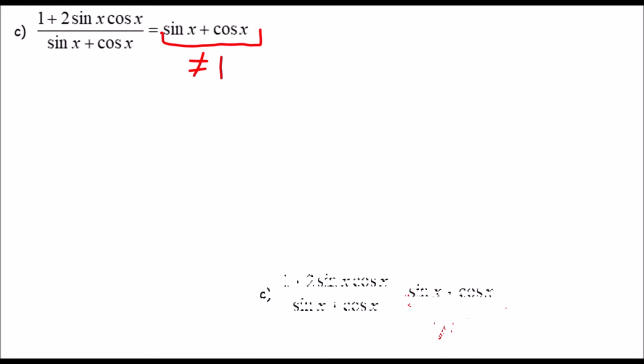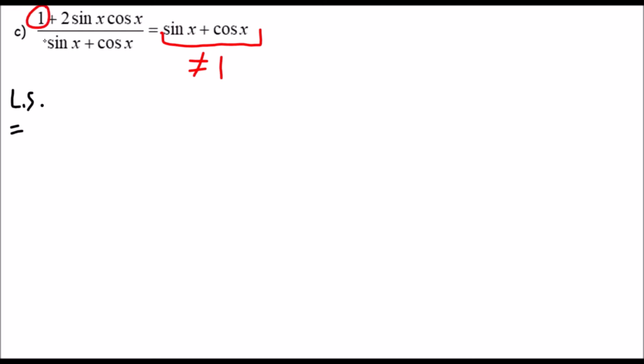I'm going to have to tackle the left side. Now, how am I ever going to do this? Because I've got 1 plus 2 sine x cos x, and then here I've got sine x plus cos x. So, bear with me again, here we go. What I'm going to have to do with this one is actually change this 1 to sine squared x plus cos squared x. So I'm kind of reversing what I usually do. I usually look to make sine squared x plus cos squared x into 1. Here I'm going to actually change this.